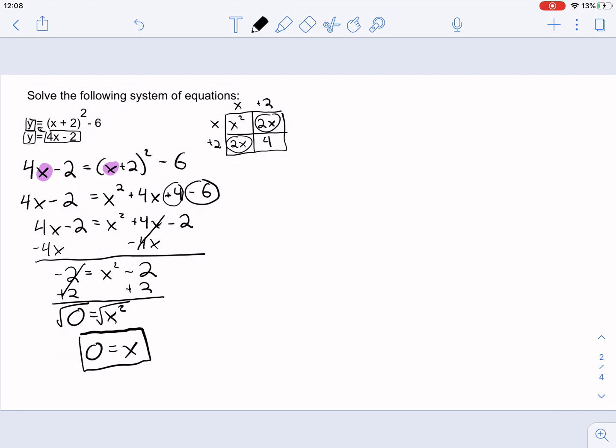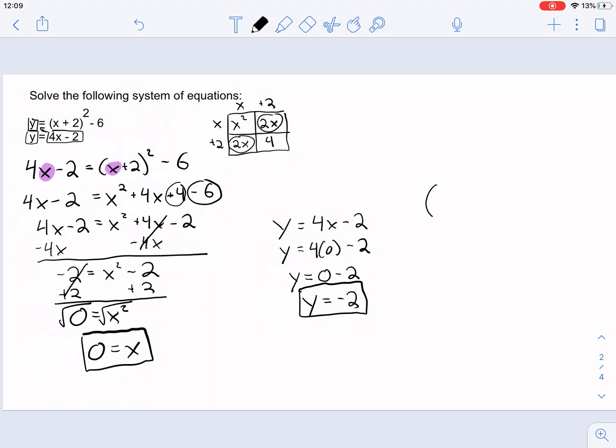Since this is a system of equations, I need to solve for y as well. I could pick either equation. I'm going to pick the linear one because that's easier to work with. So I have y equals 4x minus 2. I'm going to substitute in my 0 for x. So I have y equals 4 times 0 minus 2. 4 times 0 is 0, minus 2 is negative 2. So my y value is negative 2. I can write my solution as an ordered pair: 0, comma, negative 2. This is the solution to this system of equations.